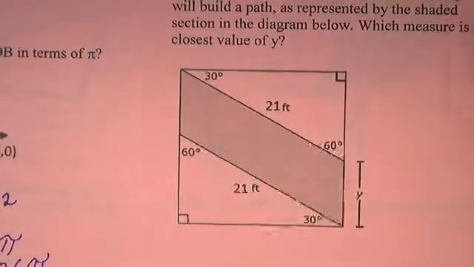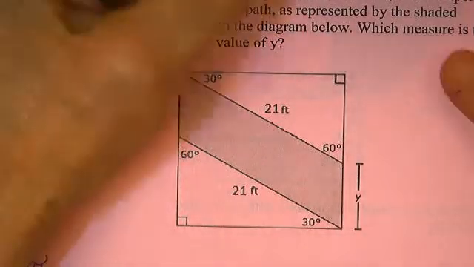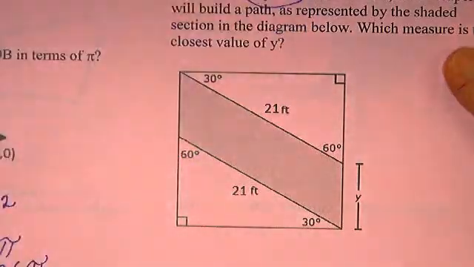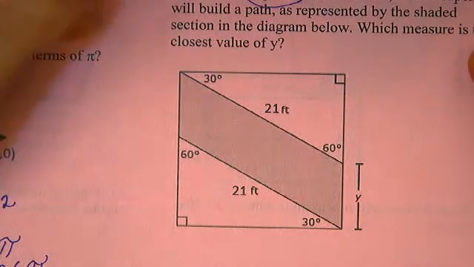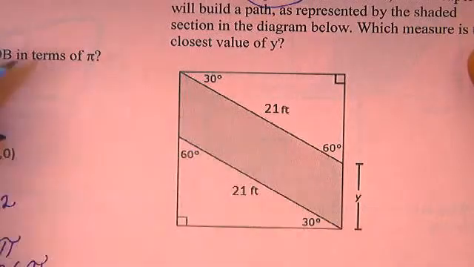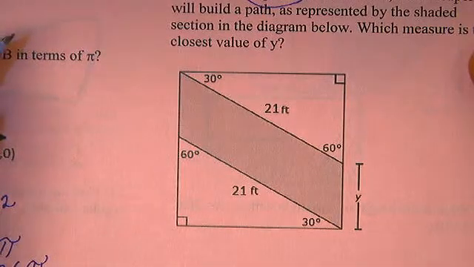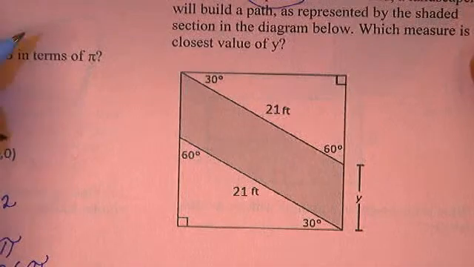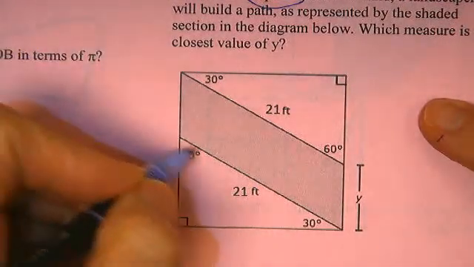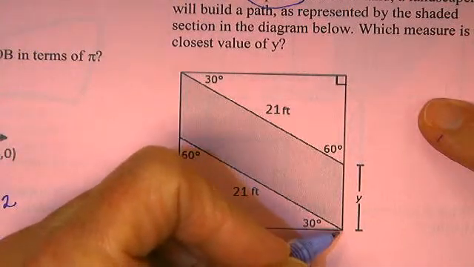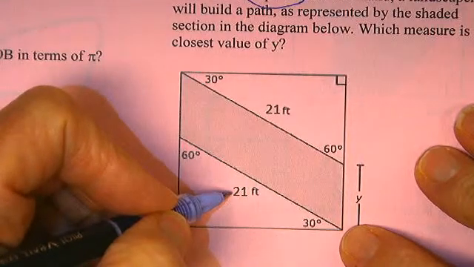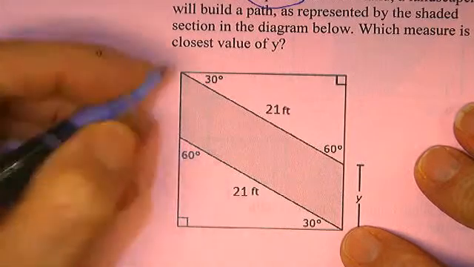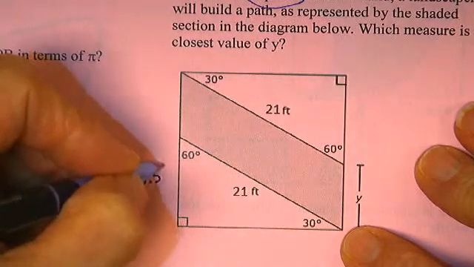Finally, we get to our very last problem, and this is a really interesting problem. Within a square section of land, he will build a path. What is the closest value of y? Well, what do we know? We know we have 30, 60 right triangles, and the hypotenuse is 21 feet. So if we divide this by 2, we're going to get 10.5 feet.